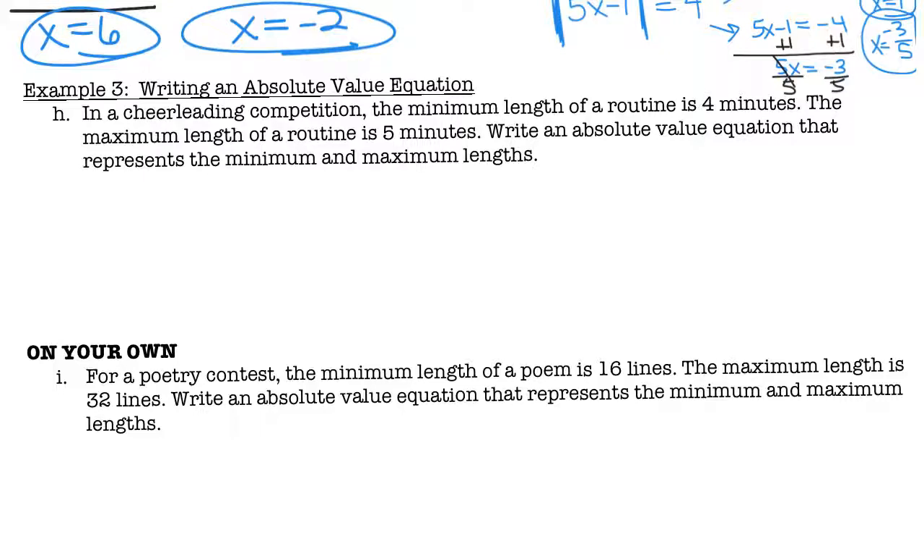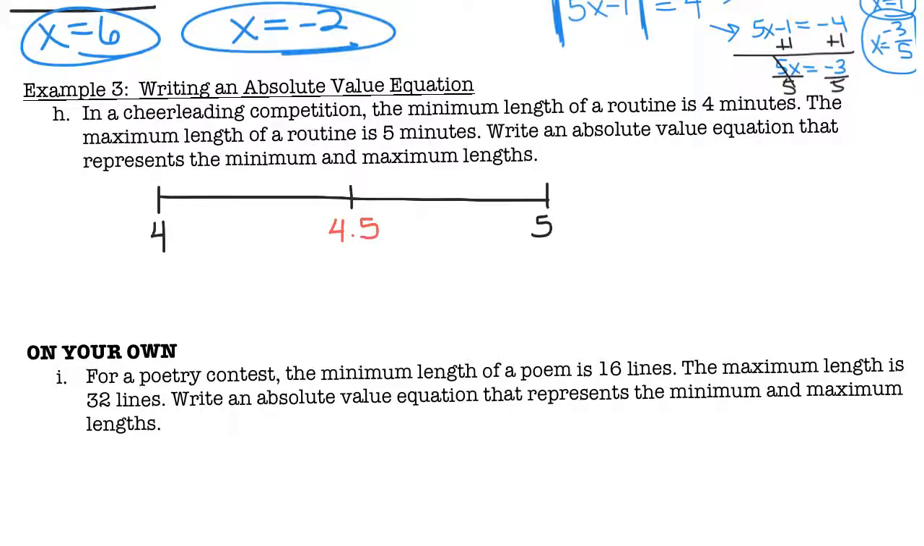The way that you do this type of problem is, let's first say, we have a routine that's 4 minutes at least, 5 minutes at most. So what you have to do is find the midpoint between your smallest value and your largest value. And for us, that would be right here at 4.5.